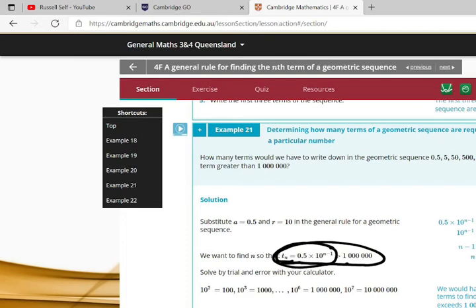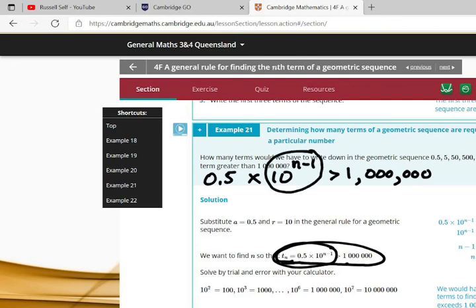So what we're going to do is solve the equation so that we get the exponential term all by itself, and then we're just going to try some numbers and see what works. But you've got to be careful when you do that. So let me show you what I mean. So we have 0.5 times 10 to the n minus 1 is greater than 1 million. Now, here's our unknown, our n.